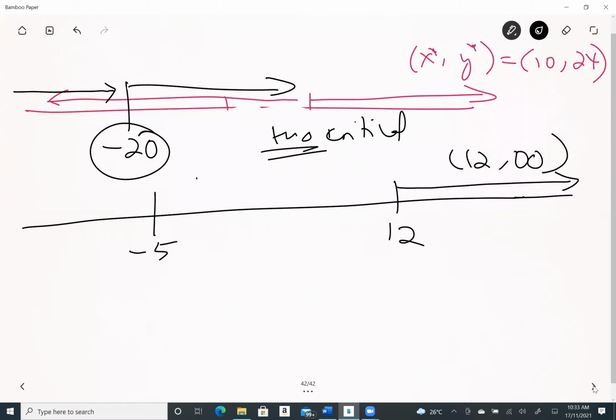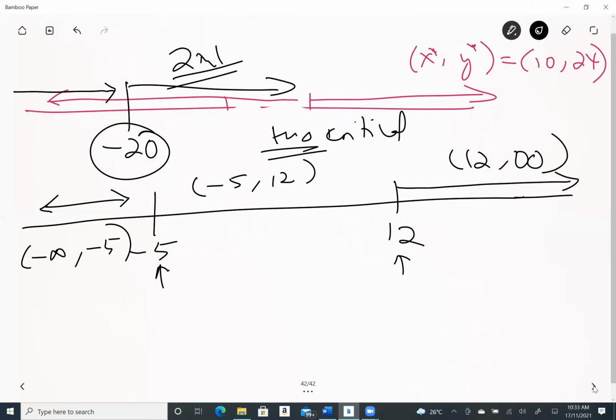The other is in between. Okay, -5 to 12. And the last one will be, you can go either way, -infinity to -5. Okay, so don't worry about how many intervals there will be. That will be determined by the critical points. If you have one critical point, there'll be, of course, 2 intervals. All right, but if you have 2 critical points, then you see here there are 3 intervals.